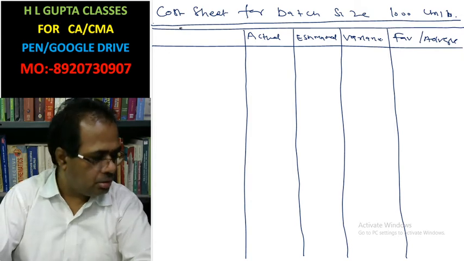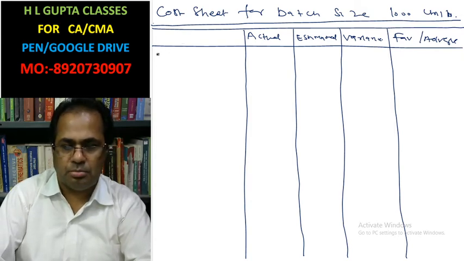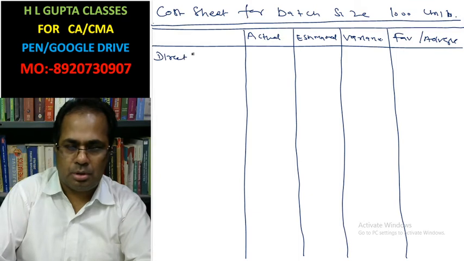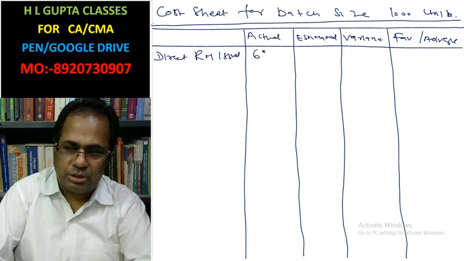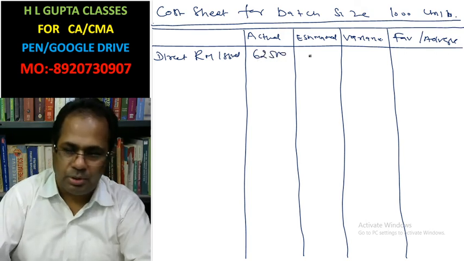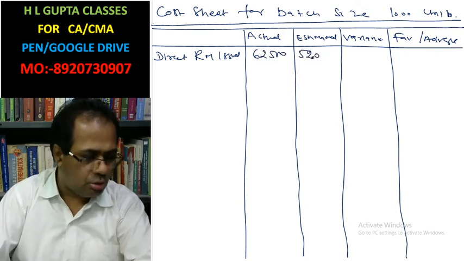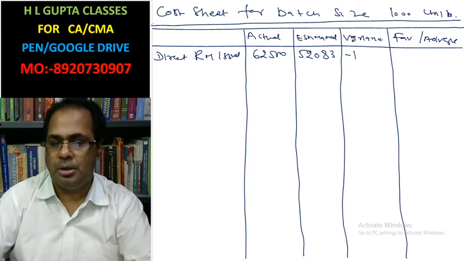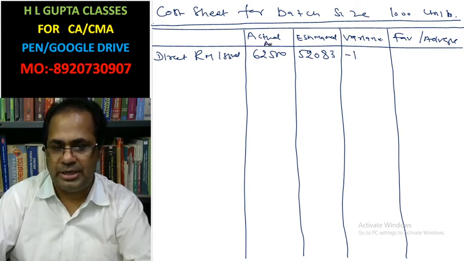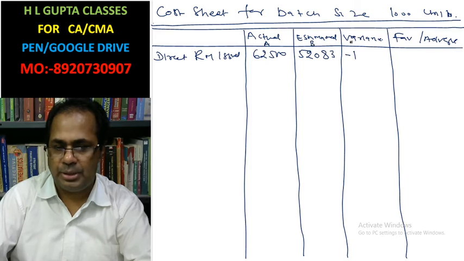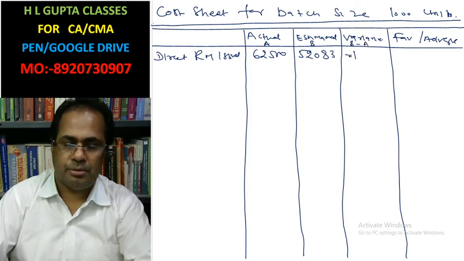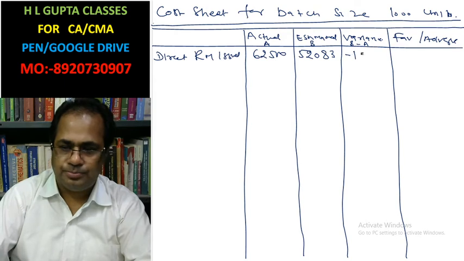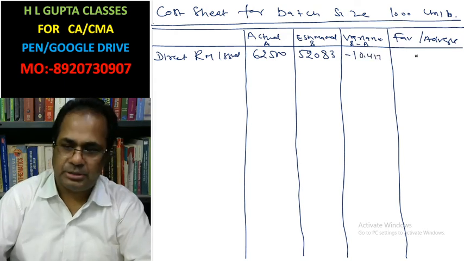Look here. Direct material, raw material issued. Actual 62,500 we have calculated. Estimated 52,083. Variance is B minus A, suppose this is A and this is B. This is 10,417. This is adverse.